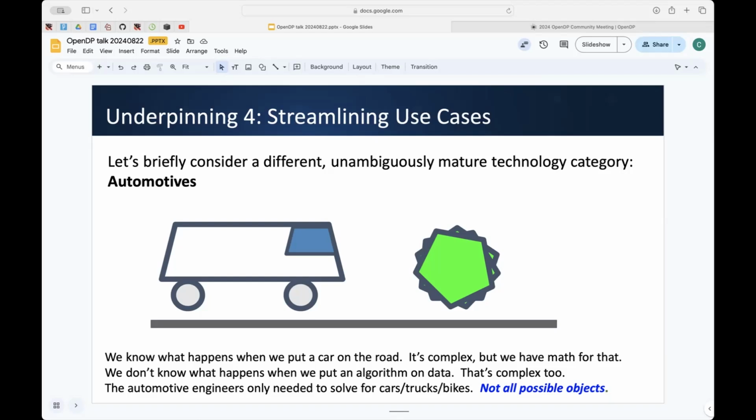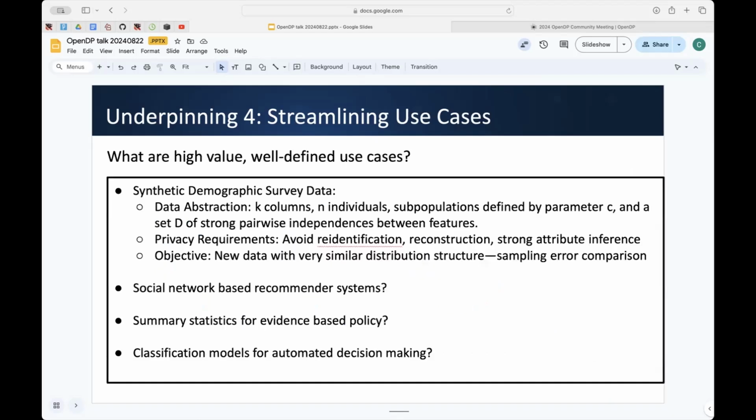And so one thing that we can do is streamline our use cases, right? In order to make progress on all this stuff, rather than trying to solve the entire world, we can refine on some things we know are important, have high demand, and that we know something about. We've got synthetic data. There are social network-based recommender systems, summary statistics for evidence-based policy. This is things like Tumult's work in education statistics. There are things like classification models for automated decision-making.